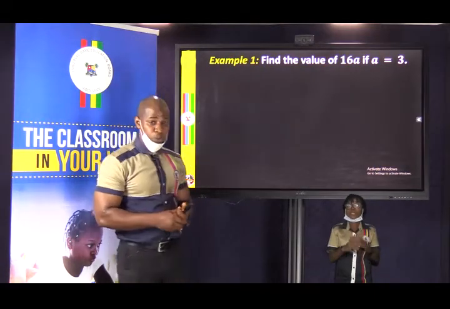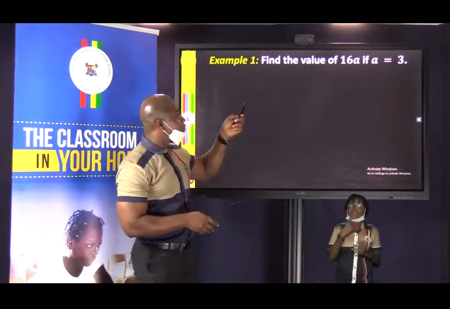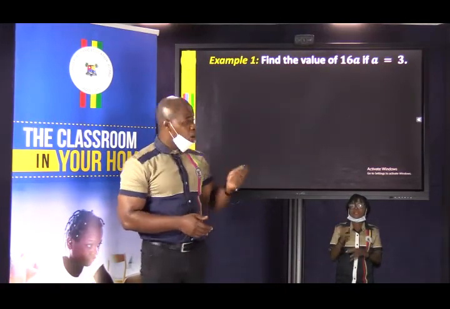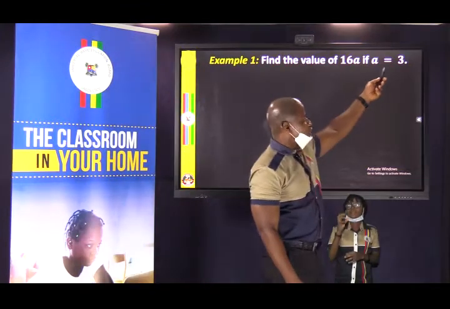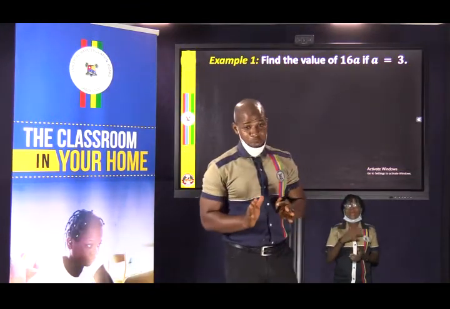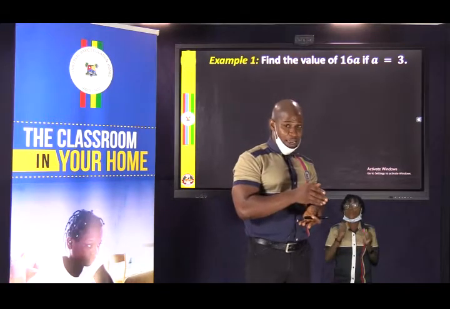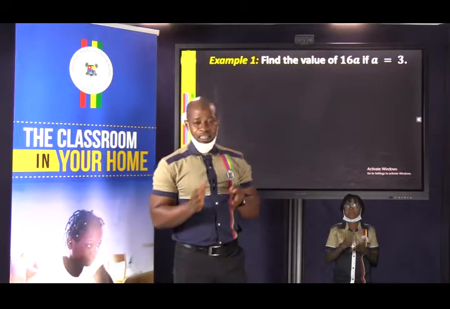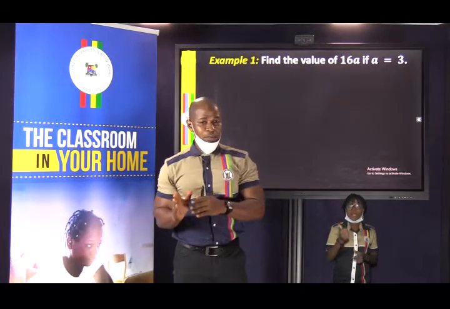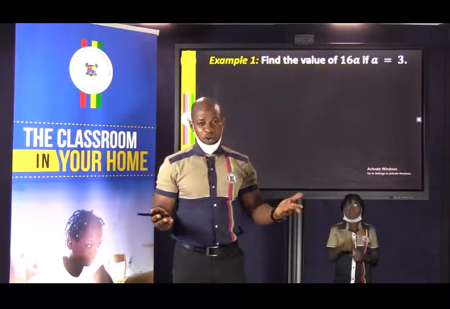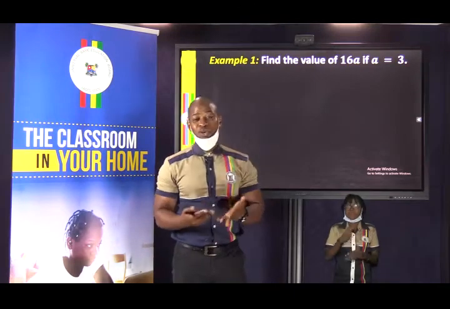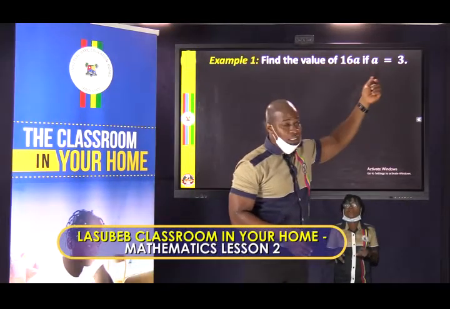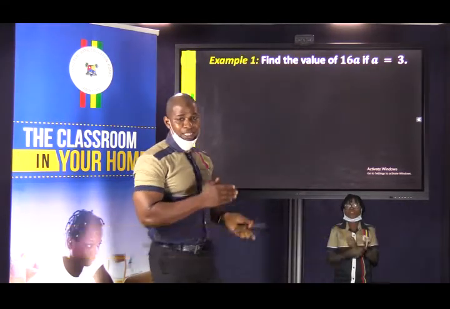Now look at an example problem. This says find the value of 16a if a is 3. Now we know that a is 3. A and 3 are the same thing. So we could substitute 3 for a, or substitute a for 3. If somebody's first name is Hassan and the second name is Taiwo, if we call Hassan, we're calling him. If we call Taiwo, we're also calling the same person, so we could interchange the names. And so if we know that a is 3, we could also interchange the letter with the number.